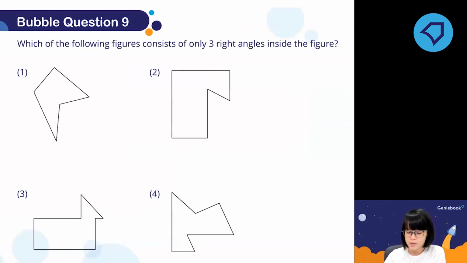Which of the following figures consists of only 3 right angles inside the figure? 3 right angles specifically. Not just right angle, I only want 3 right angles. You have 2 minutes. Options launching in 3, 2, 1. I need 3 right angles inside the figure.